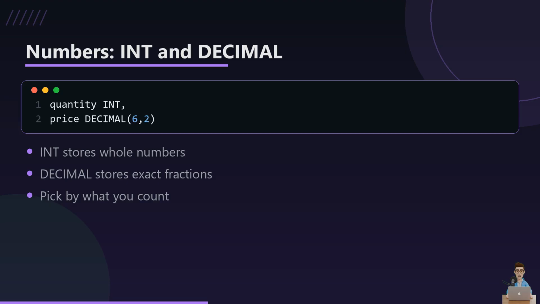Use INT for things you count in whole units, like age or quantity. Use DECIMAL when you need precise fractions, like money. That DECIMAL(6,2) means up to 6 digits total, with 2 after the dot, so 19.99 fits perfectly. In short, whole things get INT, careful cents get DECIMAL.